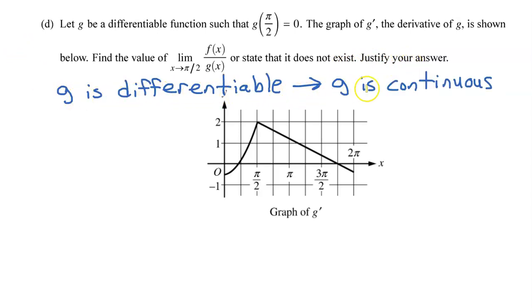Here is a key detail that students often overlook, but if you do not include this statement in your solution, you will not get full credit on the AP exam. They told us that g is a differentiable function, and the fact that g is differentiable implies that g is continuous. But why do we need to write this down?